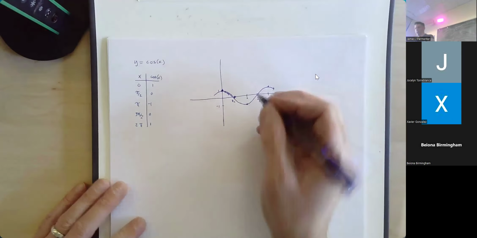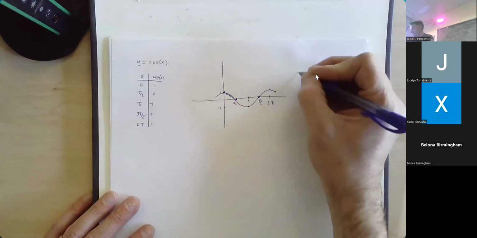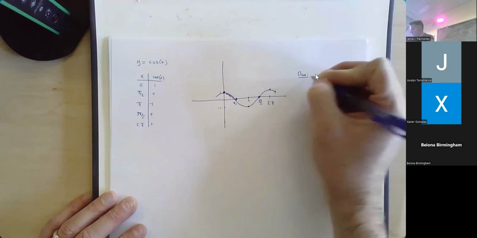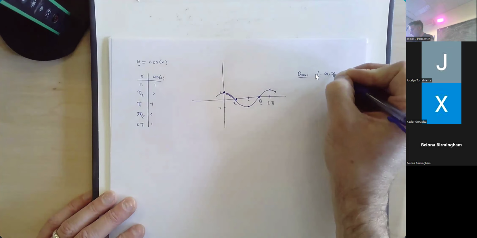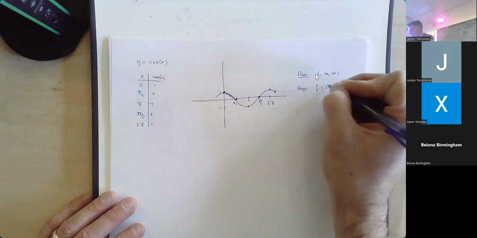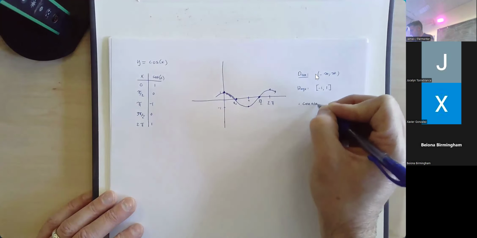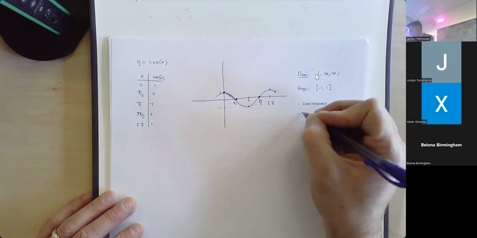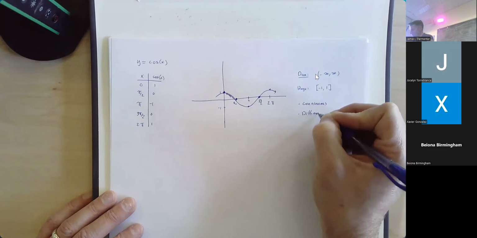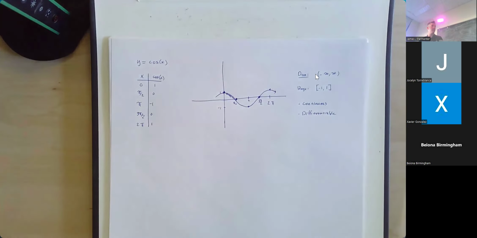So here's y equal to cosine. Same domain and range as sine. Right? Its domain is also all real numbers. Its range is also everything from -1 to 1. It is continuous. It is differentiable. And unlike sine, it is an even function.